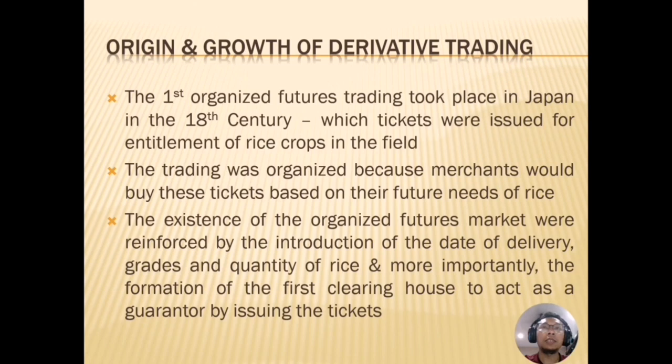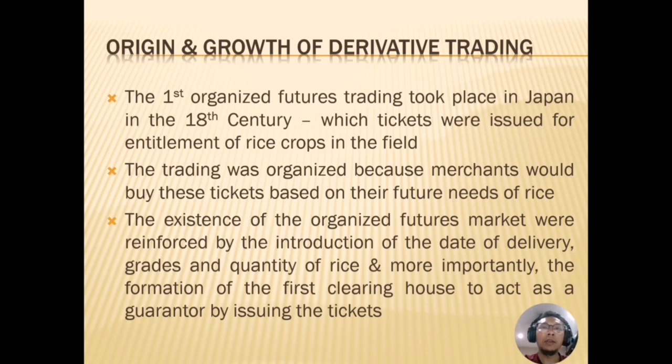Okay, the first organized futures trading took place in Japan in the 18th century, 18 something. Tickets were issued for entitlement to rice crops in the field. The trading was organized because merchants would buy these tickets based on their future needs of rice. They already knew in how many months or years how many kilograms of rice were needed. So the ticket is the agreed transaction for them in the future.